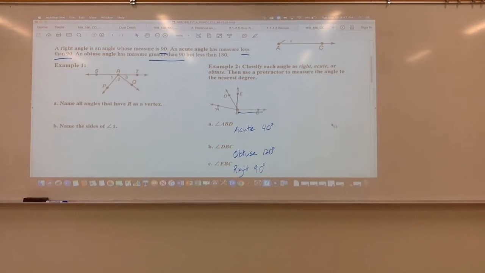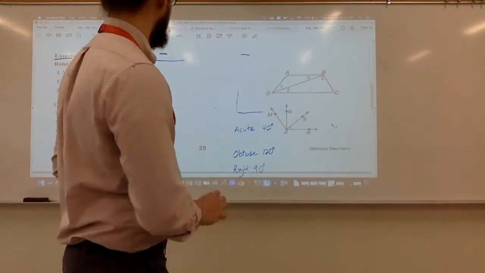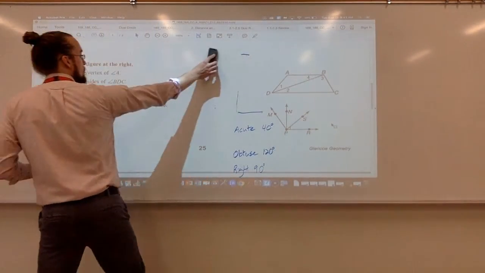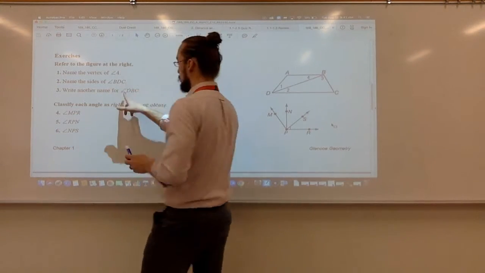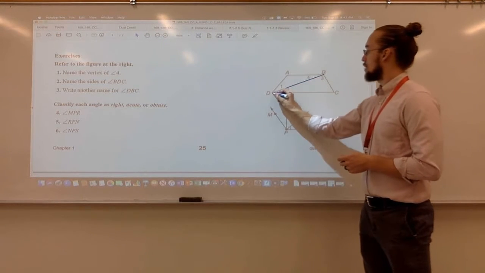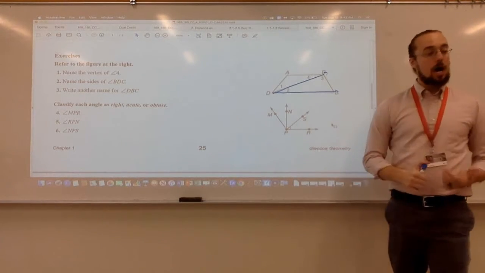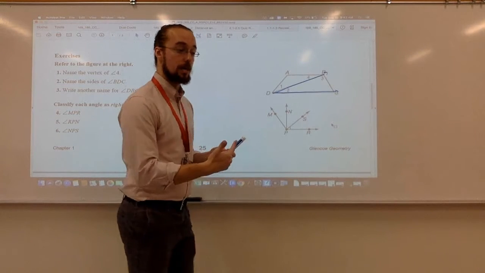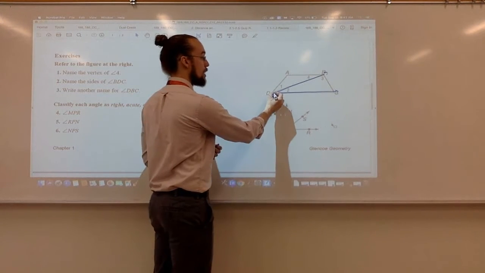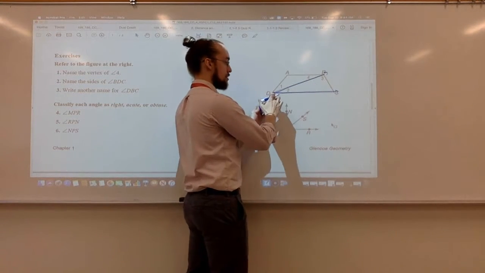Mr. Fach, I don't get number 2. Okay, so the vertex. So naming the sides. Look at number 2, scroll down here. There you see it. So to name the sides, first we want to start at the vertex. Vertex would be D, right? And then the sides would be DB and DC.